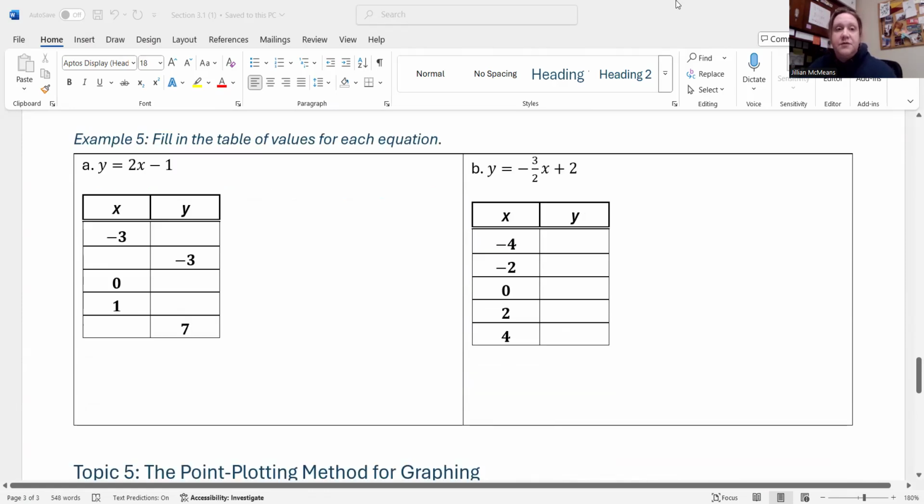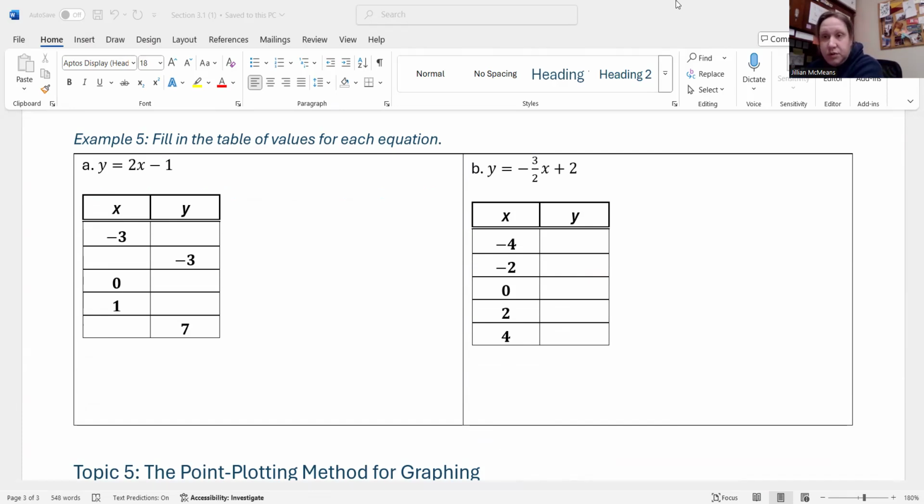So example 5 says fill in the table of values for each equation. So in both situations, I have a table of values that's partially filled in. Now, sometimes you have a blank table of values and you just have to go completely from scratch. But in this case, we're starting easy. You've got a table of values that's halfway filled in. We need to fill in the remaining coordinates so that each row of the table is an ordered pair solution.